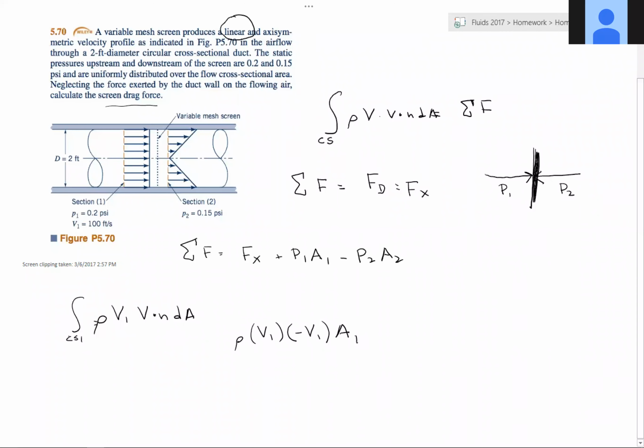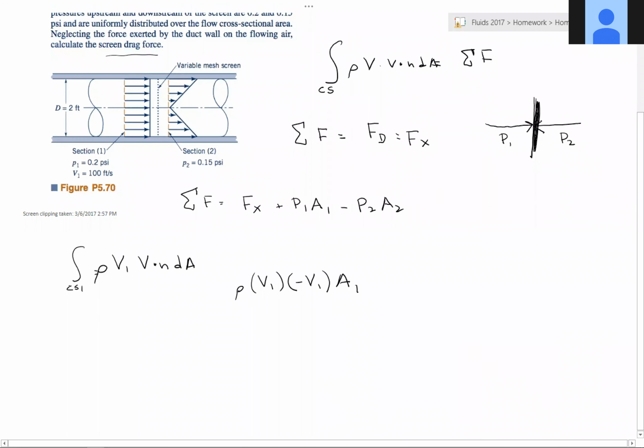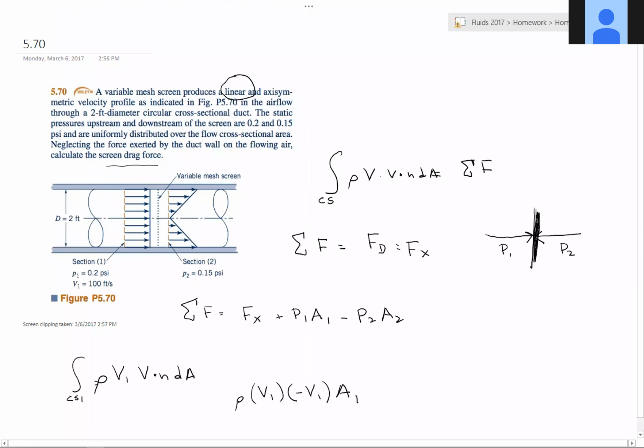Okay. Now we come to control surface 2. And here, our velocity is not uniform. So what that means is we can't take it out of the integral. So the first thing is we have to write a velocity profile. And so what does it say about the profile? The important one.